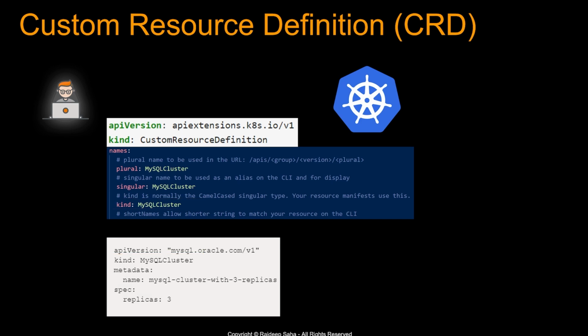And it is saying it needs 3 replicas of this cluster. Note that this kind, MySQL cluster, is not a standard out-of-the-box Kubernetes resource. It is a custom resource. And another thing to note is, even though I'm just showing the manifest file, you have to create a program to tell it what to do.